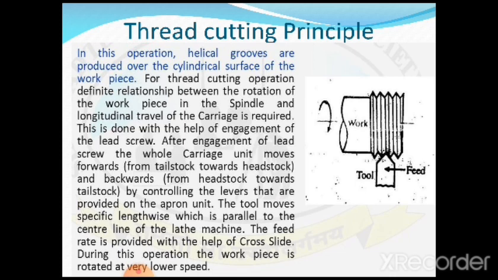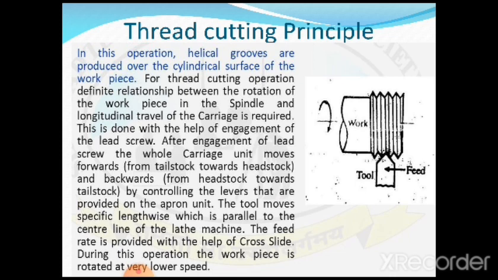For that purpose, we are going to take the help of a carriage. This is done with the help of engagement of the lead screw. That is what he is telling here. We require to engage the carriage to the lead screw. That is very, very important. After engagement of the lead screw, the whole carriage unit moves forwards from the tailstock towards the headstock, and backwards, that is from the headstock towards the tailstock, by controlling the levers that are provided on the apron unit. That whole unit, whatever you are going to see, is called an apron unit. The tool moves lengthwise, which is parallel to the center line of the lathe machine.